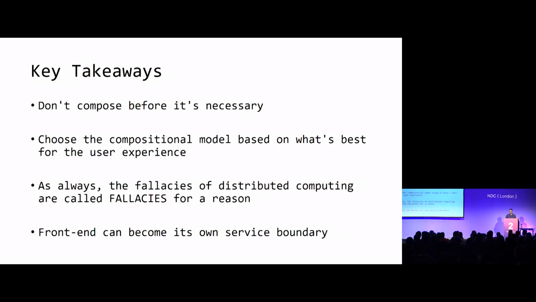As always, the fallacies of distributed computing are called fallacies for a reason. Don't just pretend they don't exist and build a system that's not actually possible to run in production, as opposed to on your local machine. And finally, something to keep in mind is that front ends can become their own individual service boundary with their own data and their own autonomous pieces. So treat them as such as well.